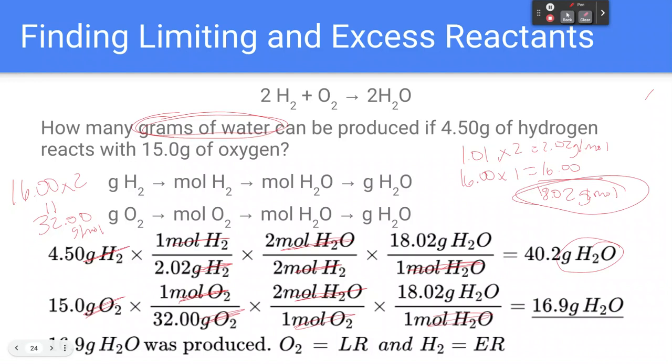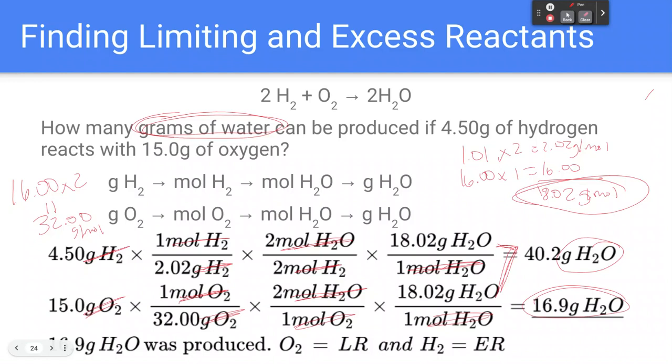So the nice thing here is if you find the molar mass of your product, you're going to use it in two places. This one, however, when I use 15 grams of oxygen, I'm only going to produce 16.9 grams of water. And so that there is my limiting reactant. That limits how much I can produce.